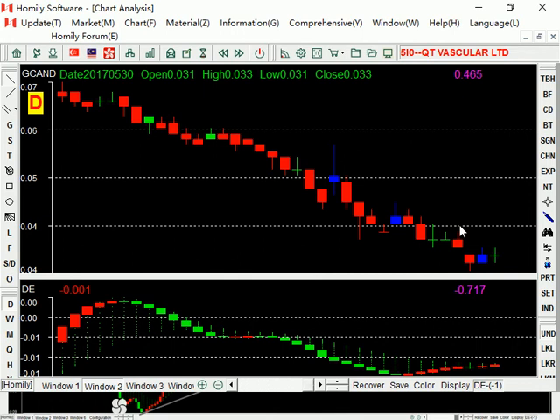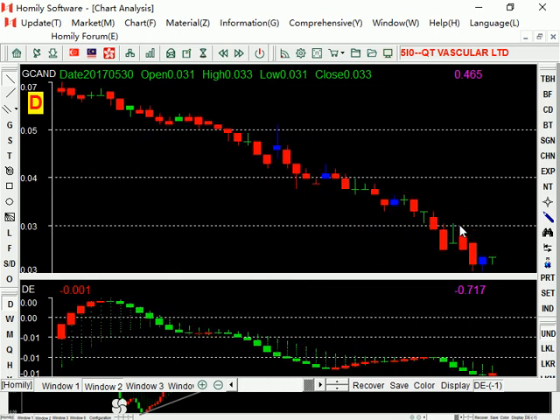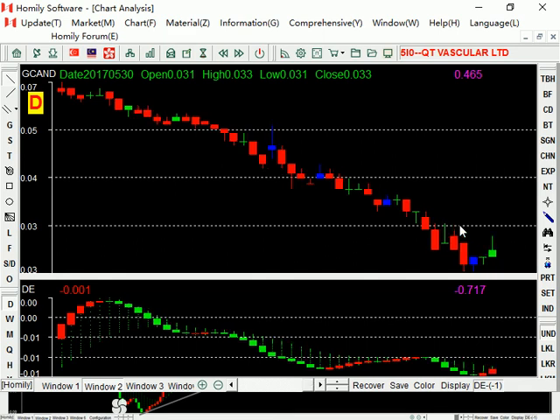Buy or not? Not the bullish candlestick because it's the doji. Okay, then we wait and see. Can we buy around here or not?